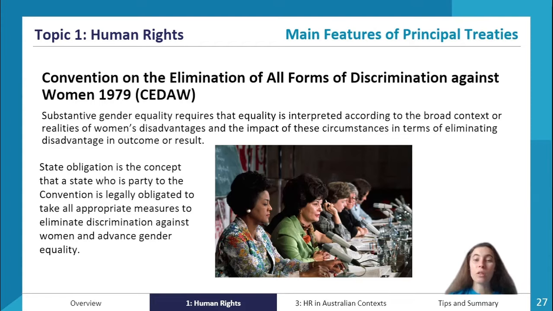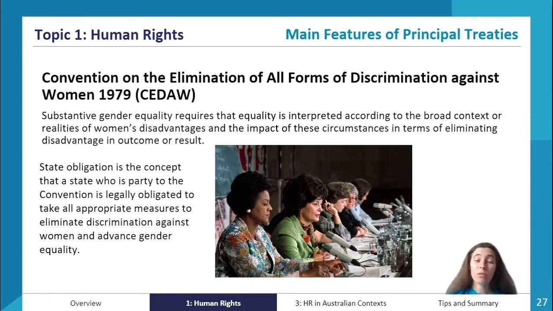It's not easy to just compare different groups. It's not straightforward to compare different groups. So this is saying that we need to look at the disadvantage that women in particular face, and make sure that this idea of equality is looked at from that broader context to make sure that those disadvantages are factored in.